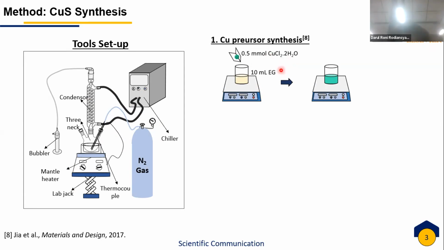The experimental process started by synthesizing the copper precursor. The synthesis was carried out by dissolving copper chloride dihydrate.